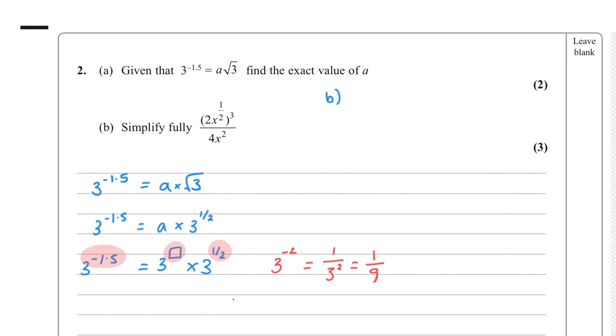And then part B wants us to simplify fully this. So I'm going to do the numerator. So I have 2x to the power of a half cubed. So 2 cubed is 8. x to the power of a half cubed is x to the 3 over 2, divided by 4x squared. 8 divided by 4 is 2. x to the power of 3 over 2 divided by x squared, we take away, is going to be x to the negative a half. So you could write that as 2 over root x if you wanted. Either or.